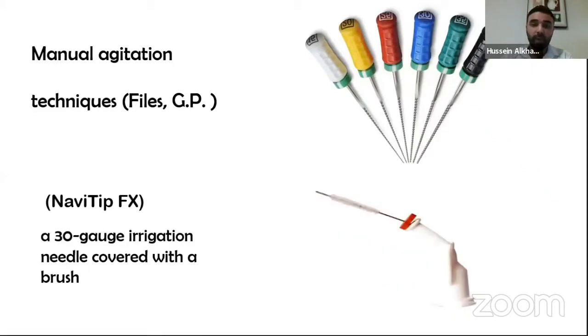Some types of irrigation needles, such as NaviTip FX, come with a preloaded brush that may benefit in canal wall scrubbing and irrigation solution activation. But its efficacy is lower also when compared to the more recent activation mechanisms.